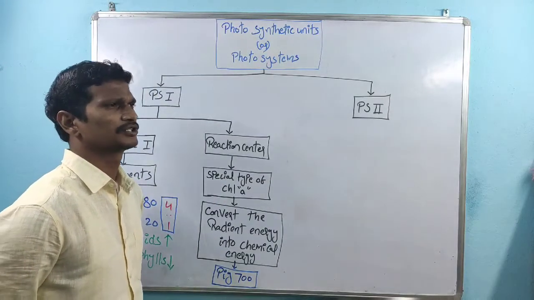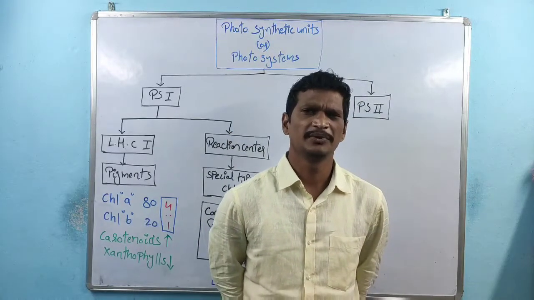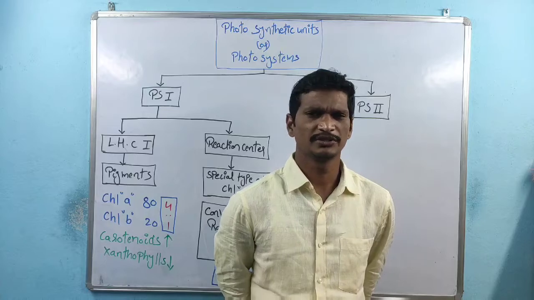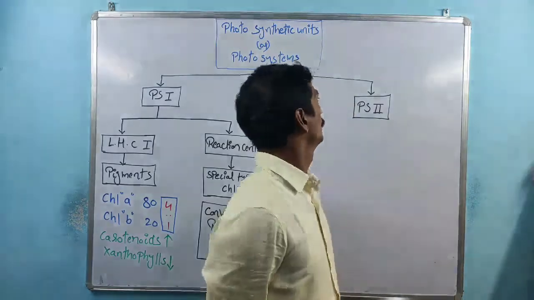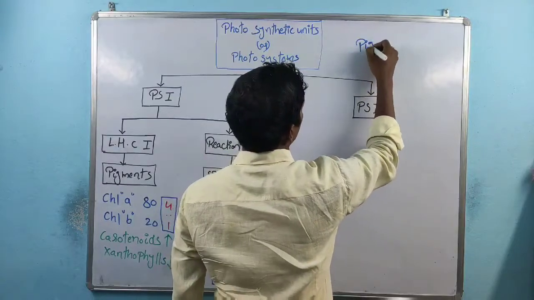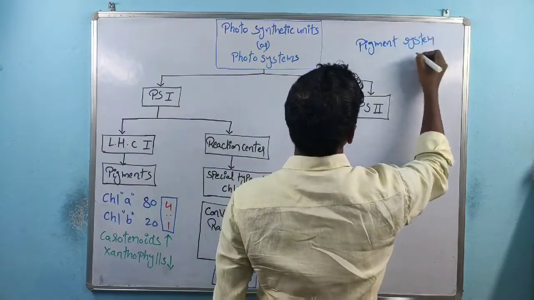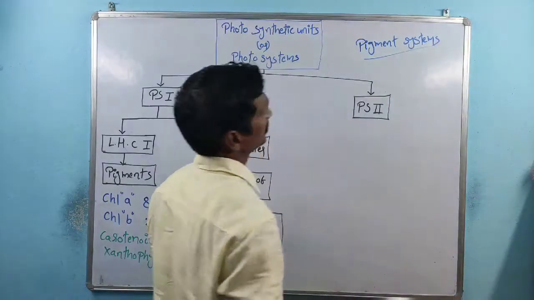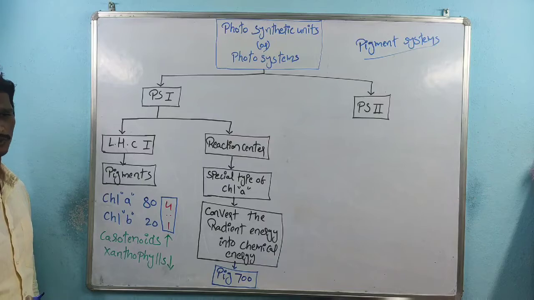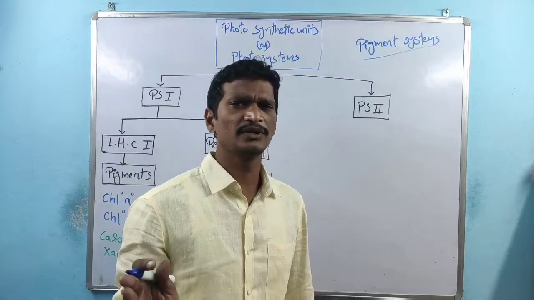We know about the photosystems. Two photosystems are present within higher plants: PS1 and PS2. These are the photosynthetic units, which are also called photosystems. Another name is pigment systems. So these are the photosynthetic units, or photosystems, or pigment systems, which are nothing but PS1 and PS2.